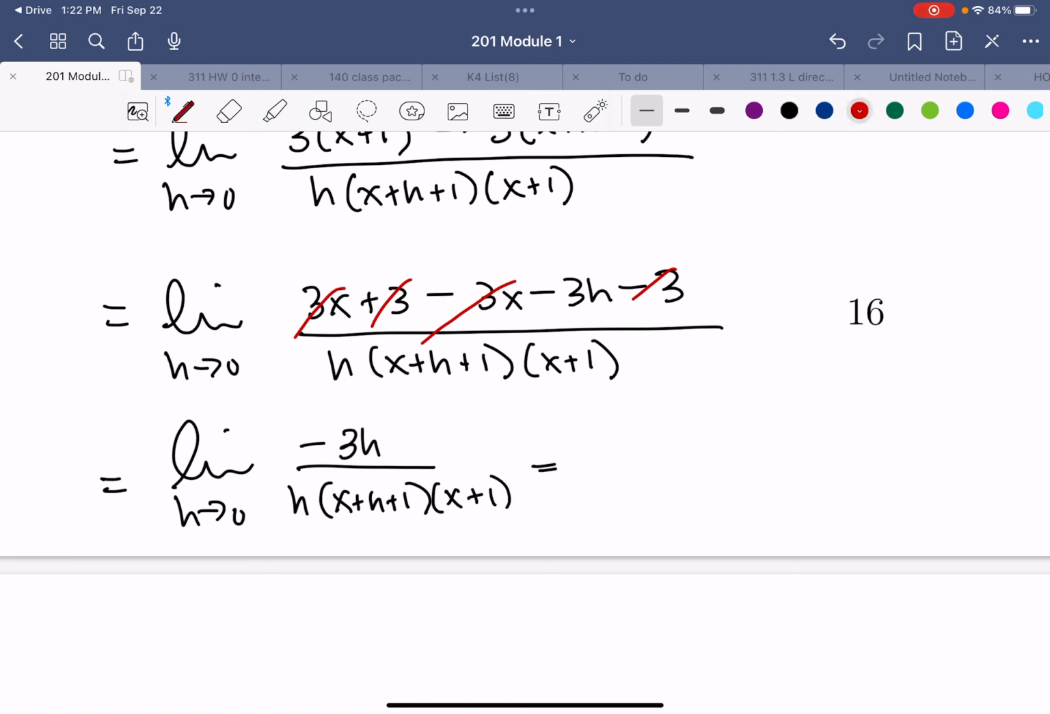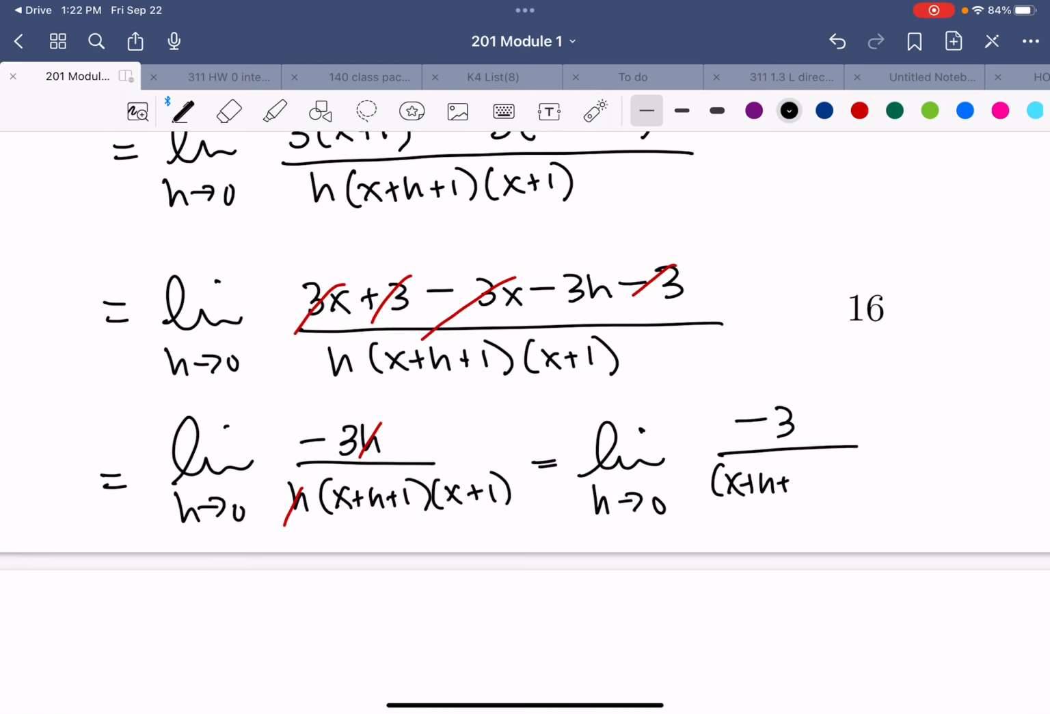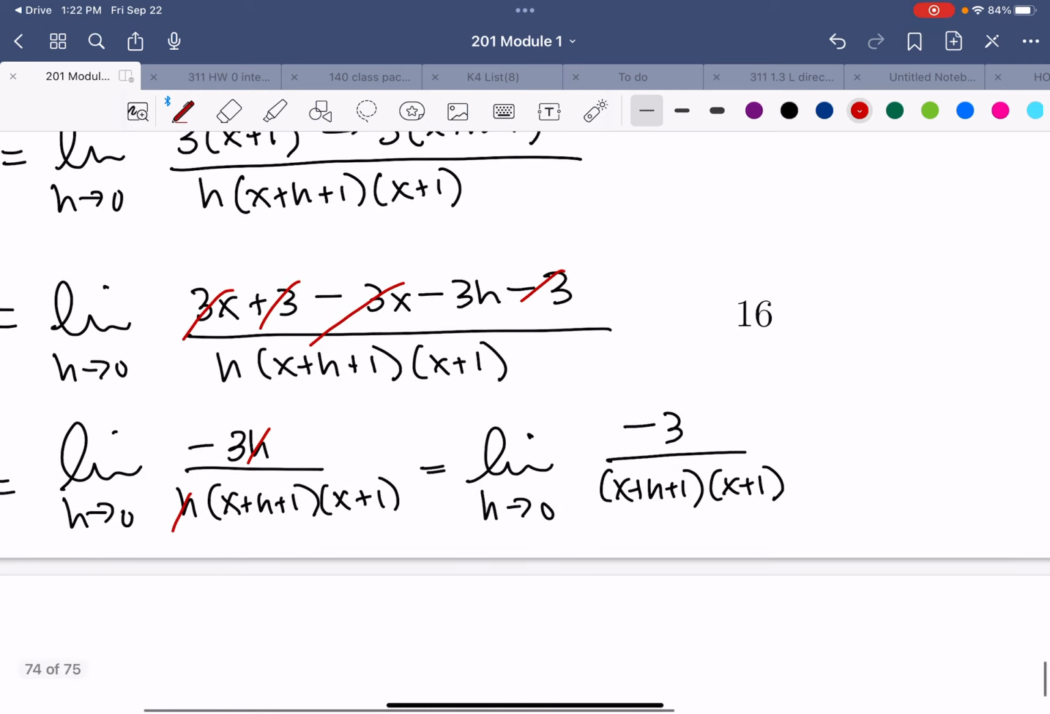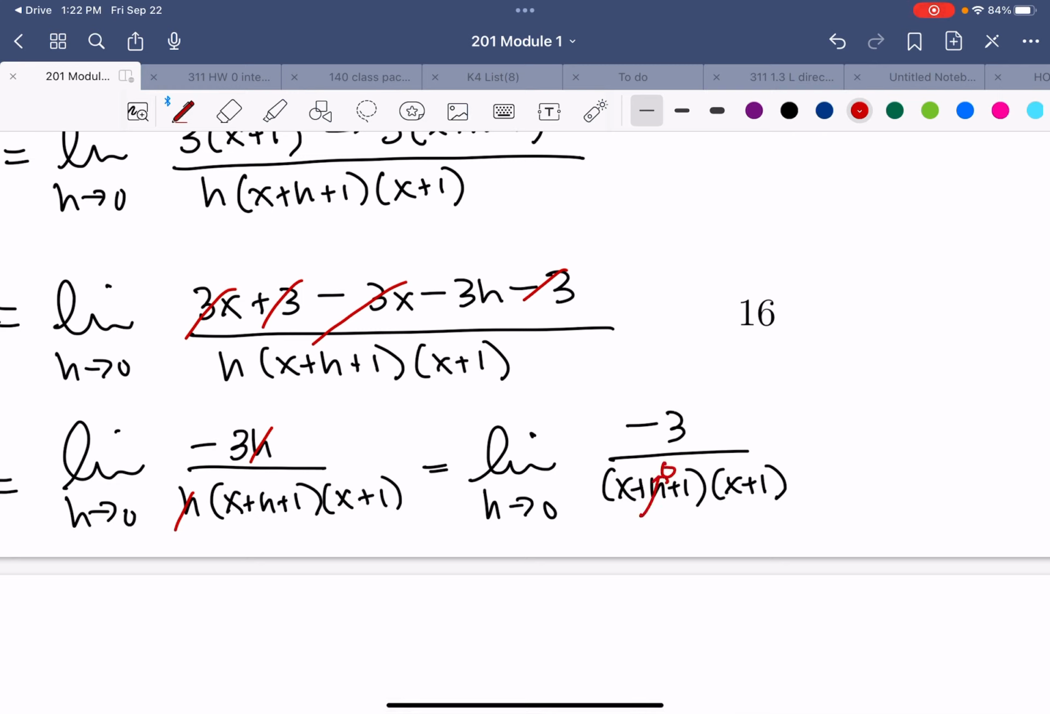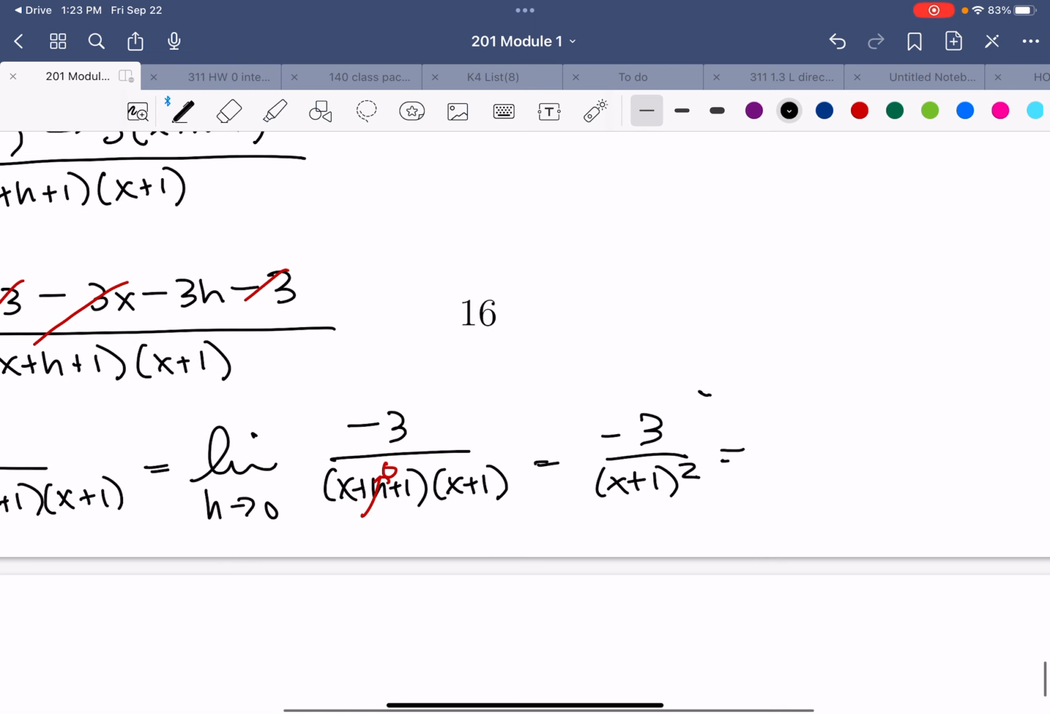And now we can cancel that h because it's factored and cancelable now. And that becomes the limit as h goes to 0 of negative 3 over x plus h plus 1 and x plus 1. Then we can go ahead and plug in our 0. So this h will go away. And I'm left with negative 3 over x plus 1 times x plus 1. And I have 2 of them. That makes it squared. And that is my derivative.